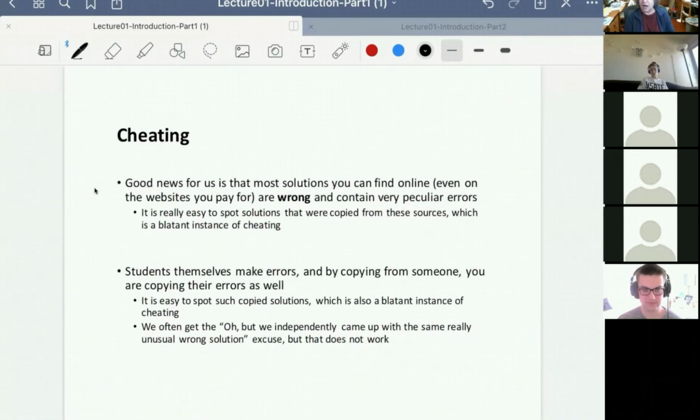The good news for us is that most solutions you find online, even on the websites you pay for, are wrong and contain peculiar errors. So it's easy for us to spot and see that you're cheating. So don't do it.